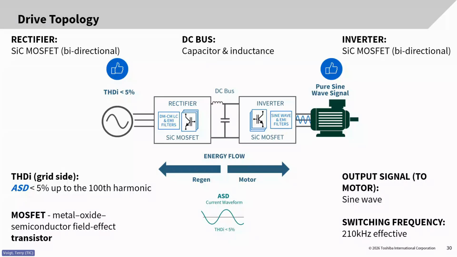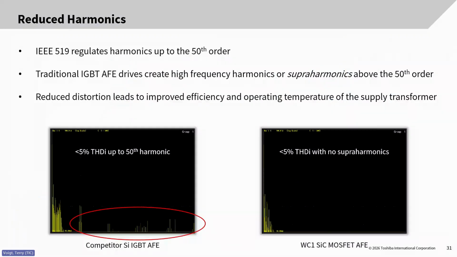So talking about the reduced harmonics with the WC1, the IEEE 519 regulates up to the 50th order. There's nothing wrong with that. That's what their specification is designed around. And traditional AFE drives do create harmonics above the 50th.